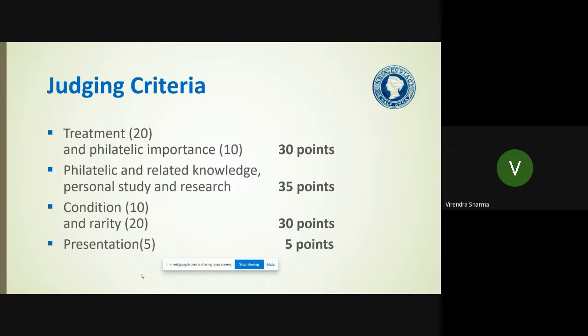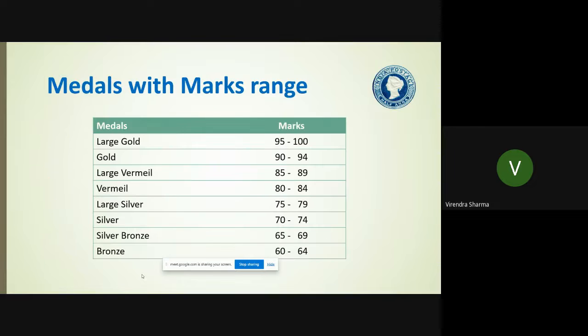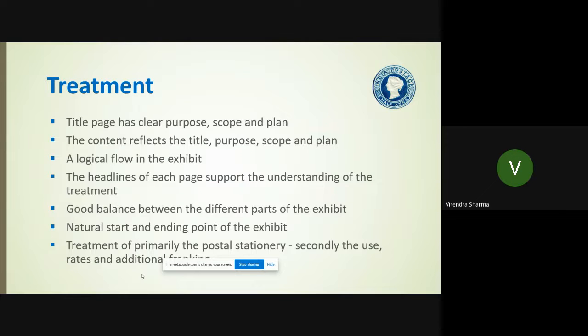Again, this is an example of postal stationery, and traditional, history and revenue also have a similar type of classification, while the classification for thematic and youth is different. So we have, and this is for interest. Treatment is one of the important aspects. This was one of the feedbacks I have given to every exhibitor specifically. These are the points which they have to think about.